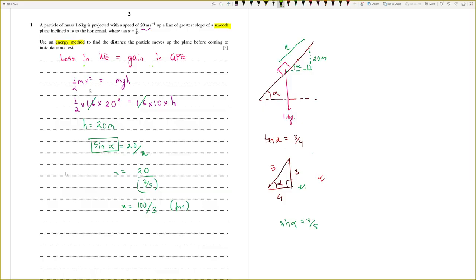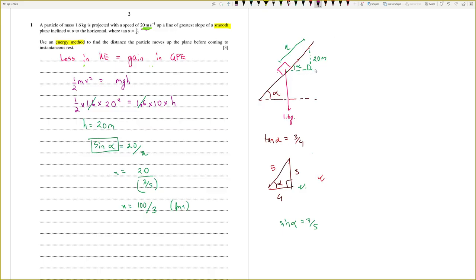We know that KE is half mv squared and GPE is mgh. So half times the mass, which is 1.6, times 20 squared, that's the initial speed of the particle. That loss in KE will be equal to the gain in GPE, which is mgh. The mass is 1.6, g is 10 according to the question paper, and h is the height that the object gains. After you do the working, you can get rid of 1.6 on both sides. You actually end up with a height of 20 meters.